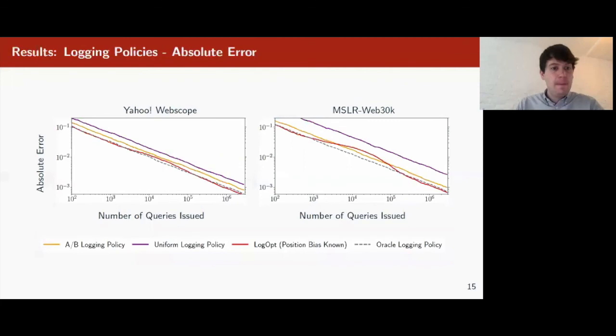All right. We also looked at other logging policies. So we looked at a uniform logging policy, a logging policy where you show one system 50% of the time, the other one the other 50% of the time, A/B testing. And then Oracle, where we use the true relevances. And again, we see big differences. Again, this is a log scale, so small differences are actually quite large. Uniform logging policy is a terrible choice. A/B logging policy is a better choice, but LogOpt is near optimal. It appears that knowing the true relevances isn't that important when you're trying to find the best logging policy.